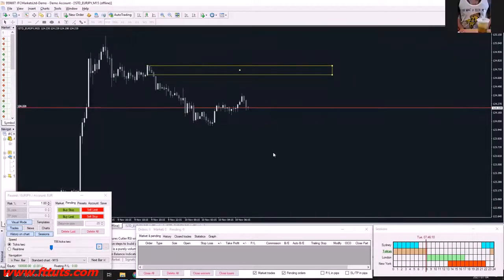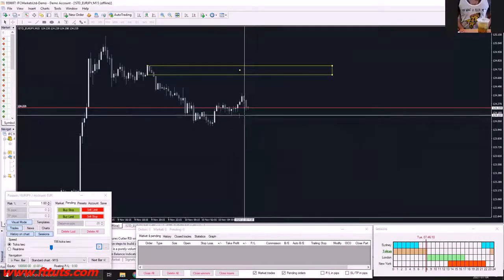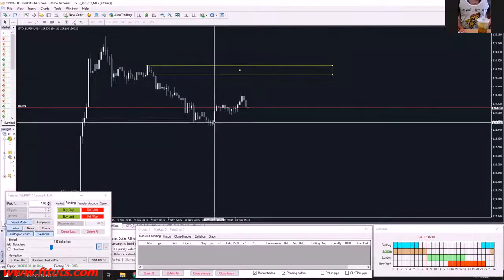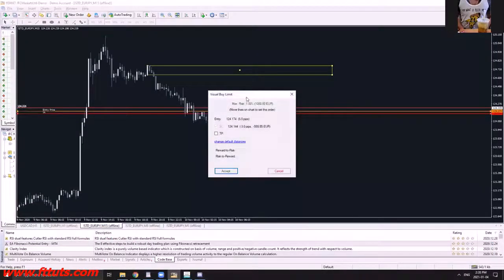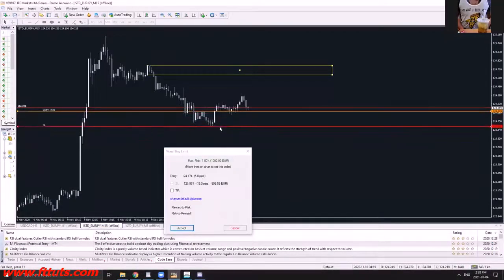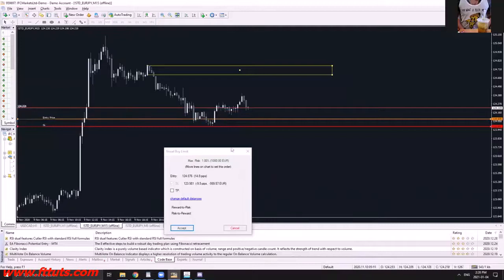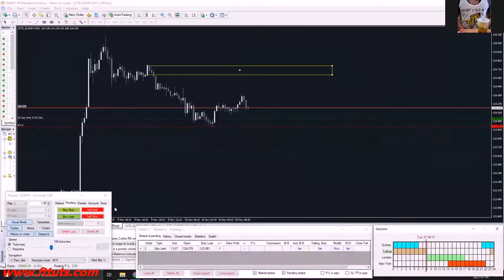Okay, so what I do see here right now is equal lows being formed above this order block that took out liquidity here and also a BOS here. So I'm going to look to put a buy limit right here, 9.5 pips. Let's see if we get tagged in.